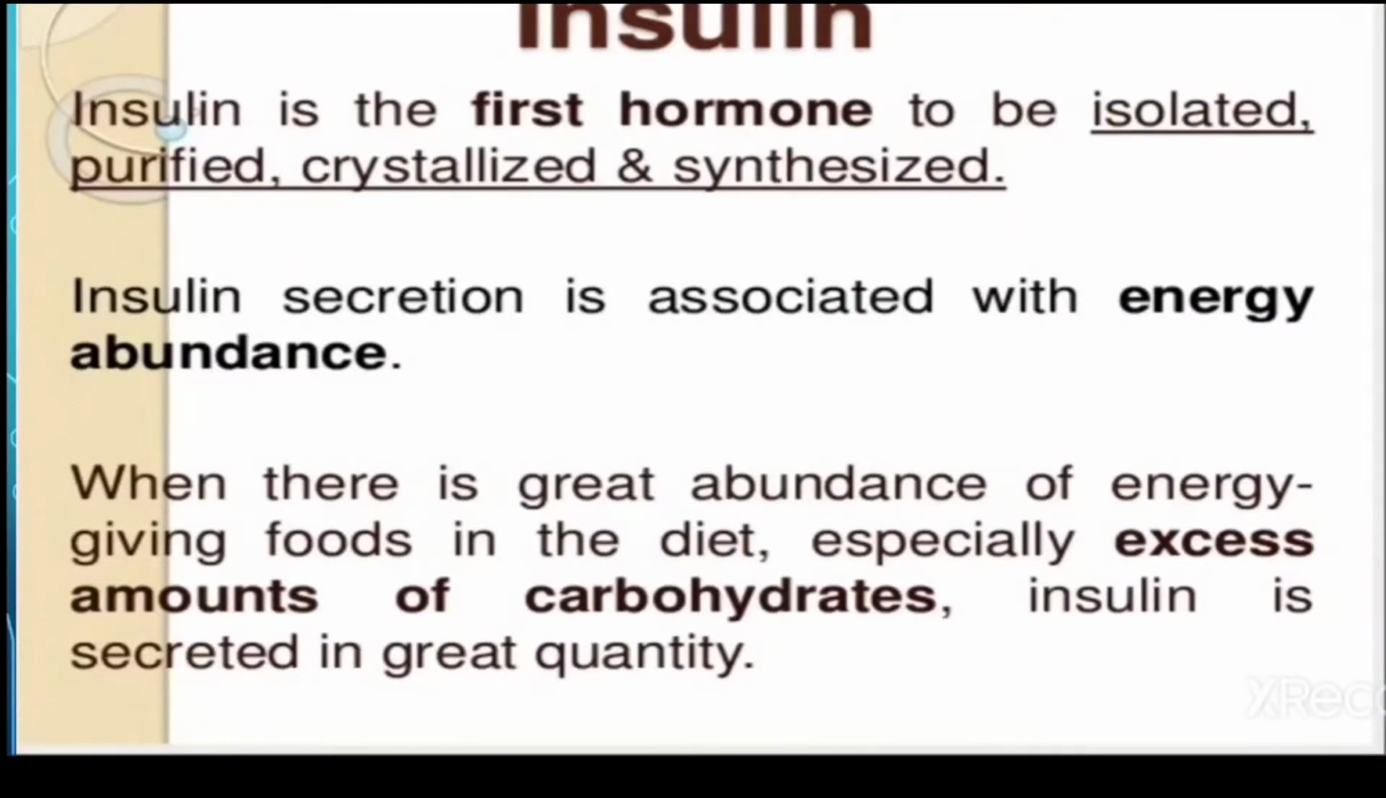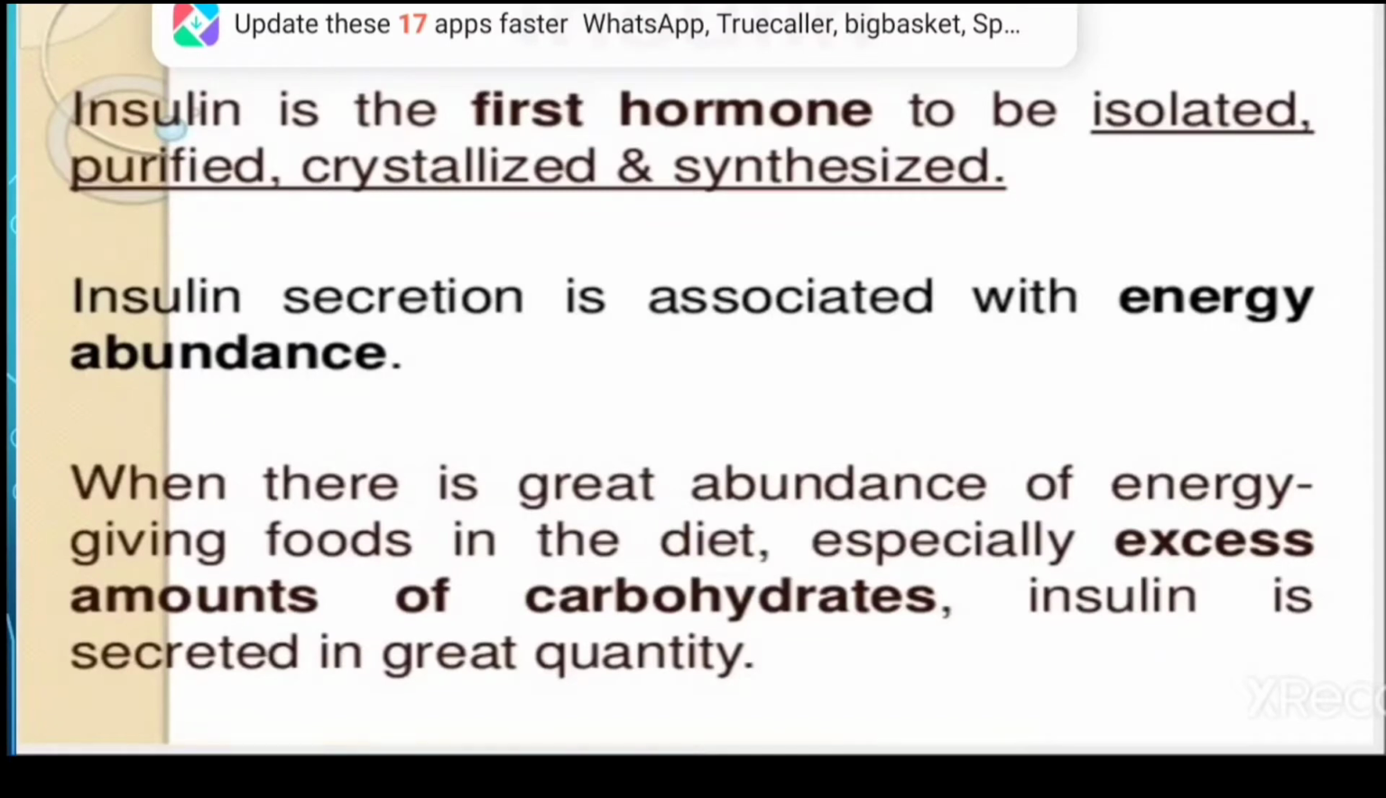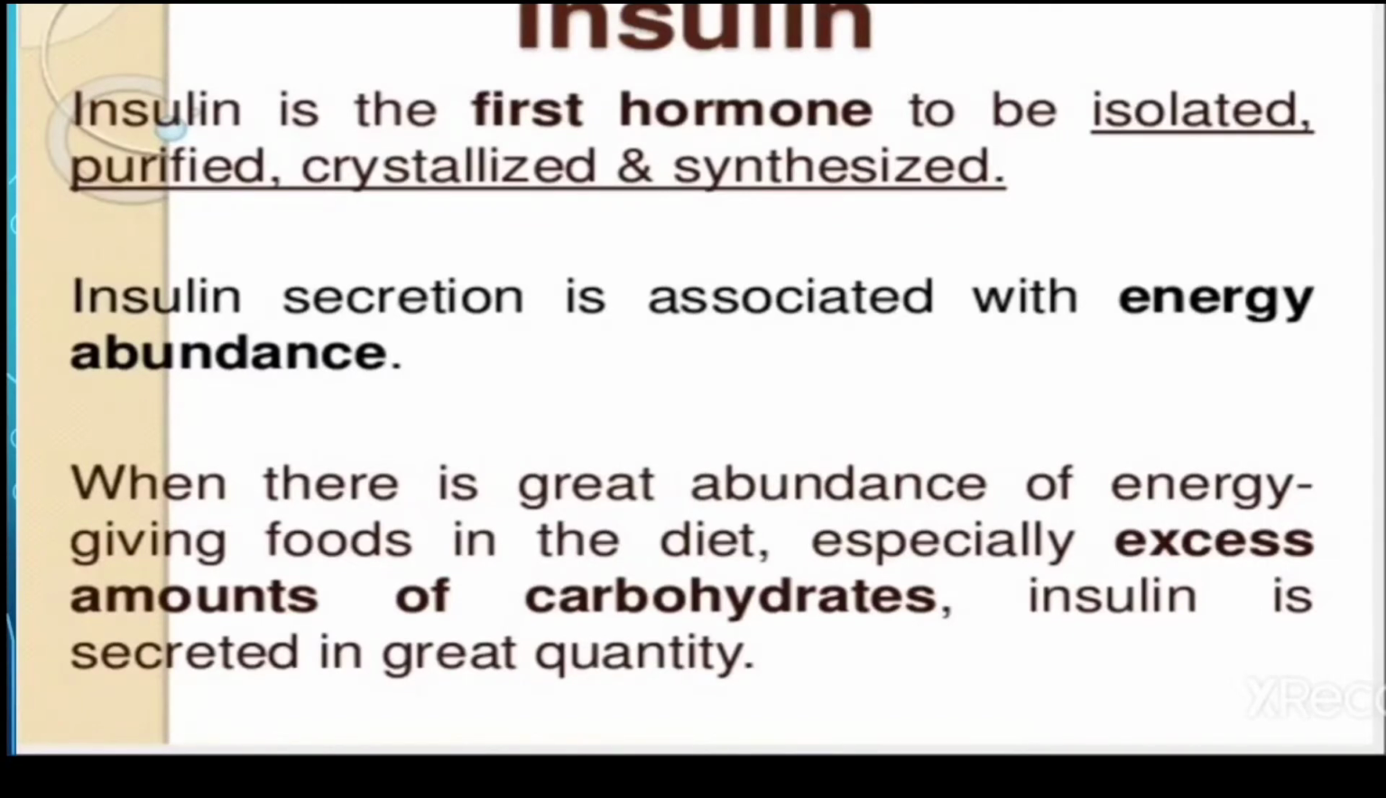I am going to explain insulin. Insulin is the first hormone to be isolated, purified, crystallized and synthesized. Insulin is a hormone created by your pancreas that controls the amount of glucose in your bloodstream. It also helps store glucose in your liver, fat and muscles. And finally, it regulates your body's metabolism of carbohydrates, fats and protein.